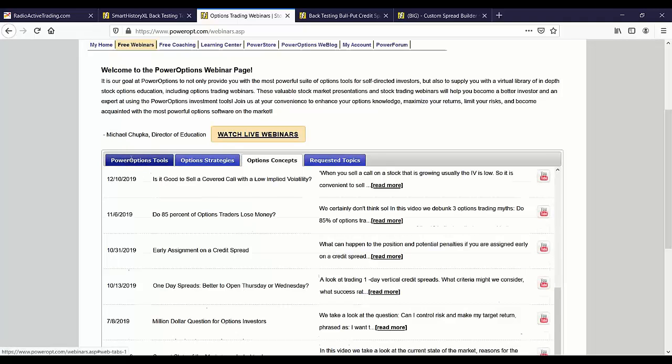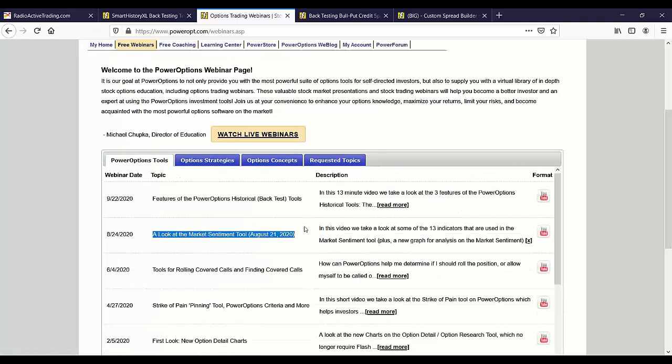So yeah, that one there is just in the Power Options tools. A look at the market sentiment tool is a good one to start. We have other ones also on YouTube. You can just look up market sentiment, Brad, on the YouTube channel and they'll show.